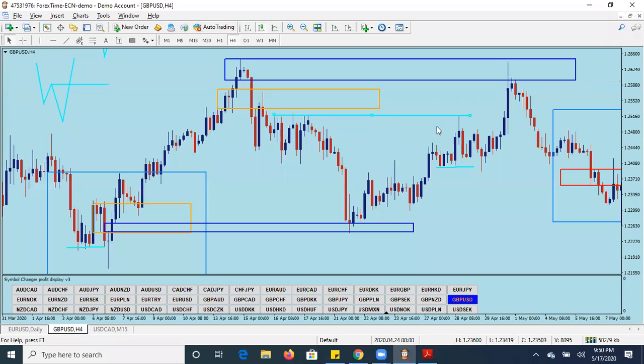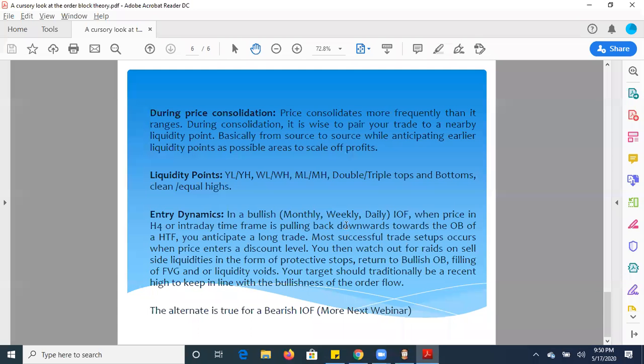But if you scaled off some of your profits at this point, you should be confident enough to perhaps hold on to your trade if you understand that this is an untested source and that price might want to move towards that area.